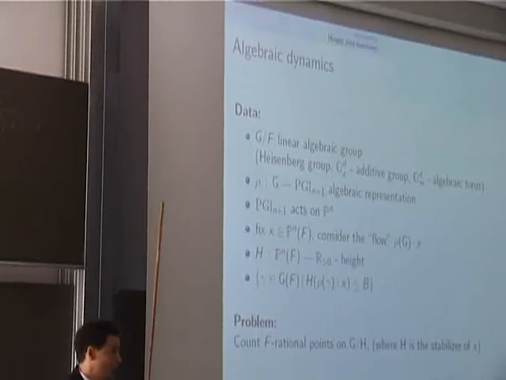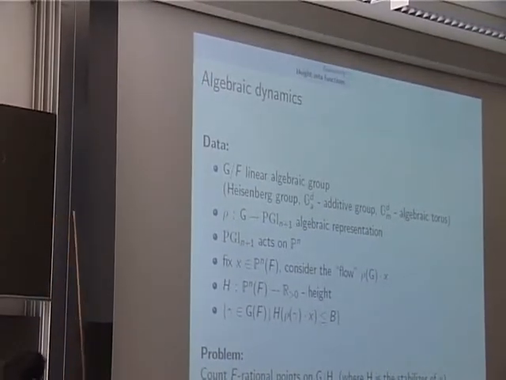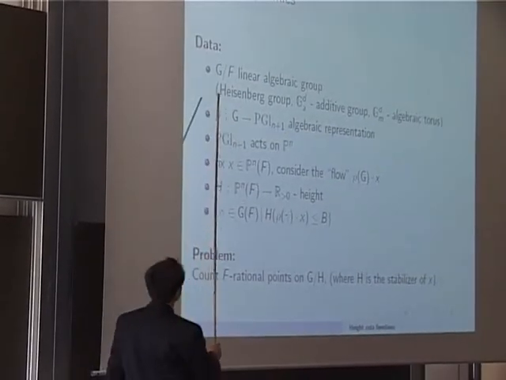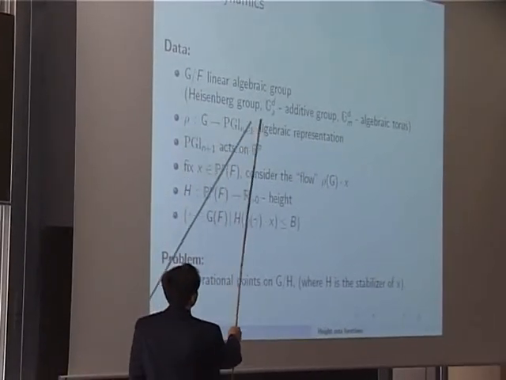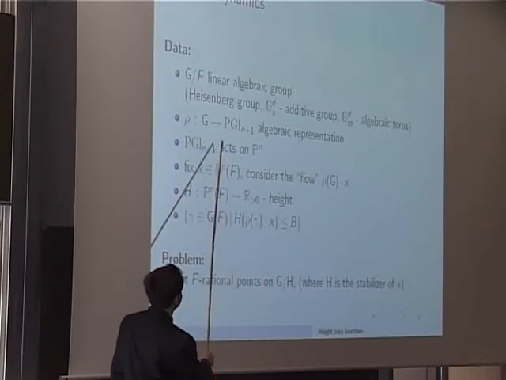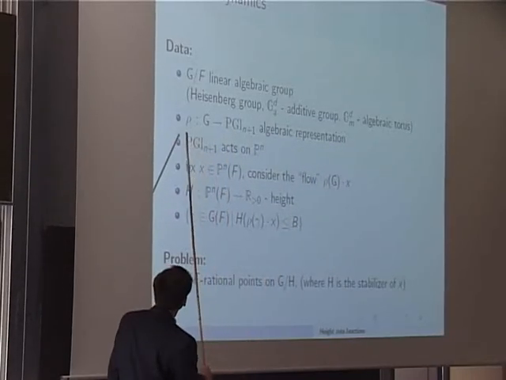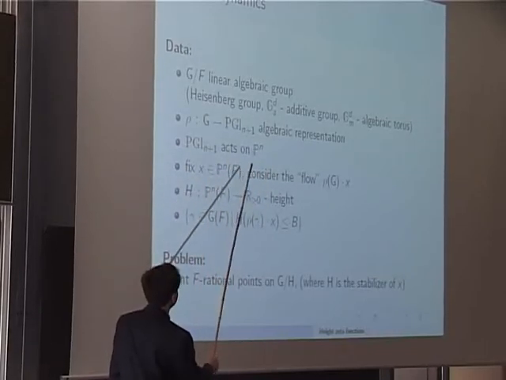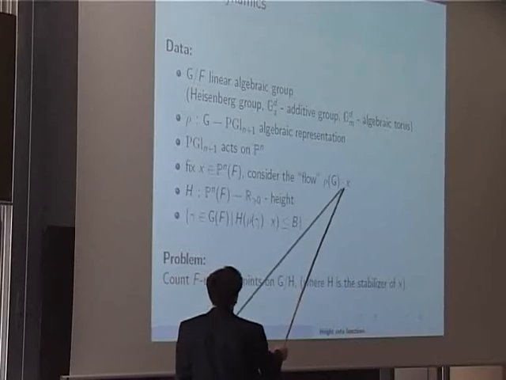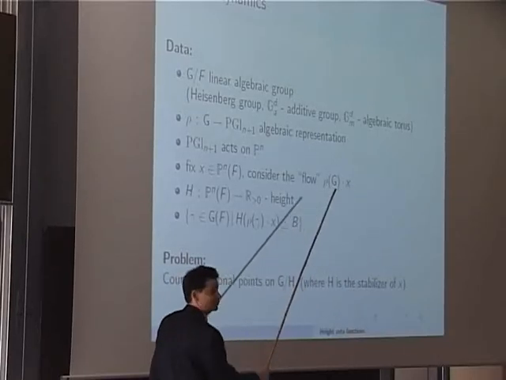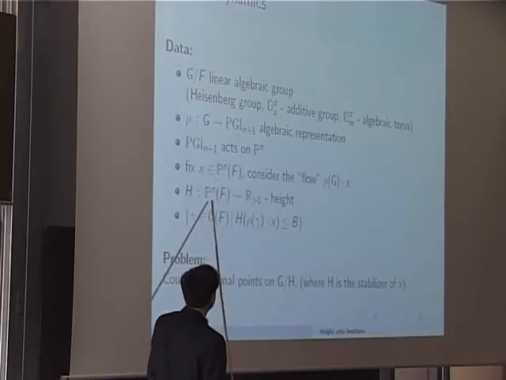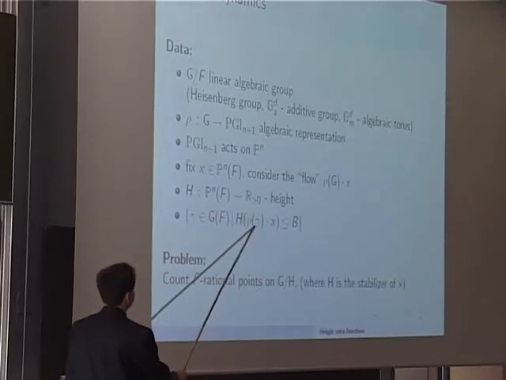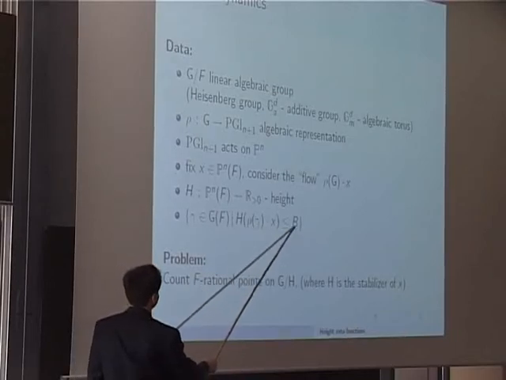So now I want to focus on varieties where we have a big supply of rational points a priori. So how does it work? We pick some linear algebraic group, like a Heisenberg group, additive group, multiplicative group, or just PGLn, if you like, and you look at some algebraic representation. This acts on Pn, and then we just translate a fixed point x in Pn of F by this group. So we have a height on Pn, as before, and then we can just look at, well, how many translates of x have height less than or equal to B.